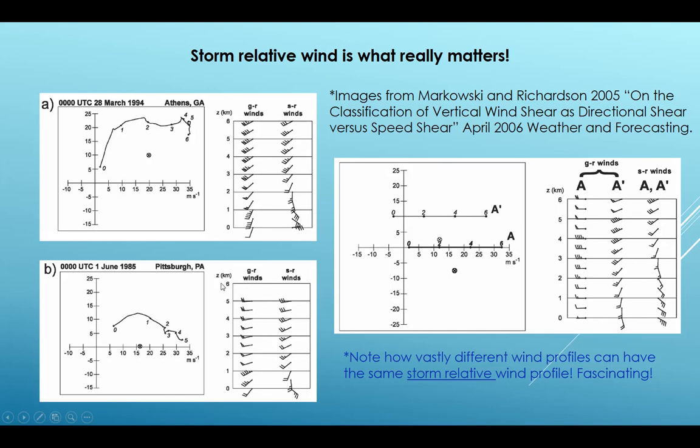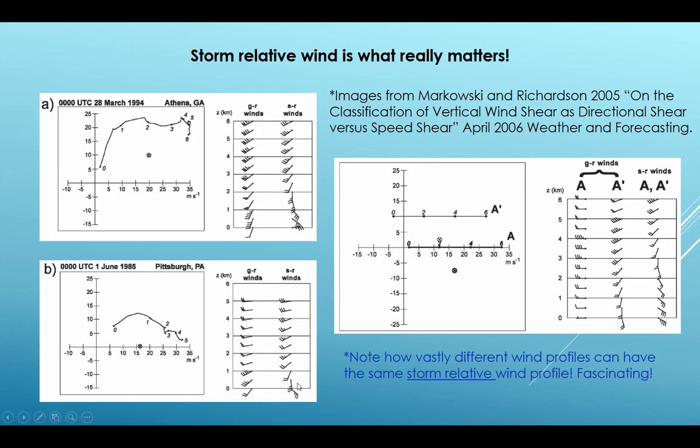And this is a profile from May 31st, 1985 from Pittsburgh, Pennsylvania. Many of you know that outbreak as well. That was the United States-Canada tornado outbreak, May 31, 1985. Notice here our ground relative winds, our observed winds, are even more southwesterly at the surface. And then we have a rather quick veering and not much veering above 3 kilometers.